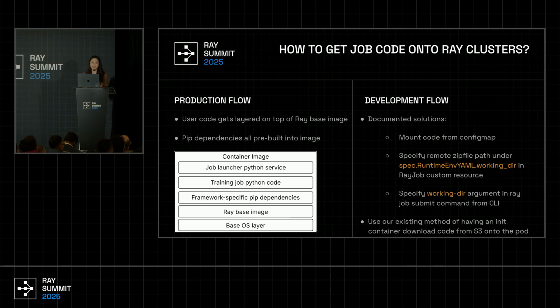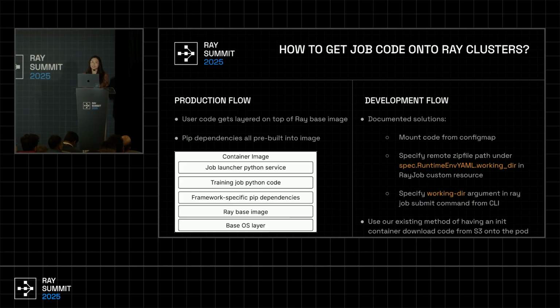This is the same as the single node training example previously. And we have an init container that downloads the code from S3 onto the pod. So in this distributed case, we have all pods in the Ray cluster run the same init container that pulls their code from S3. There are other documented solutions of how you can get the code onto the pod. You can mount the code from a config map, which is obviously not very scalable, or you can specify a working dir field using the Ray jobs API, either through the Ray job custom resource or through the Ray job submit CLI tool. We just went with the init container method because it's battle tested, we know it works.